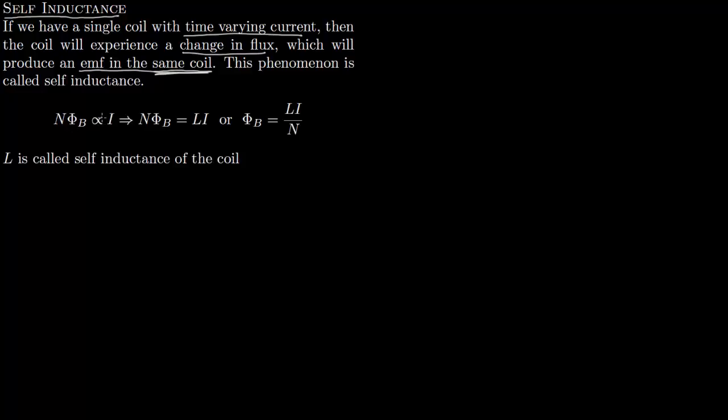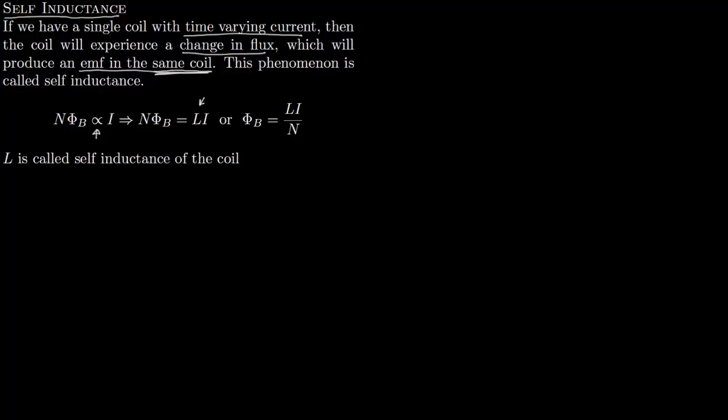Again, the flux changes coil by coil. So N times the flux is directly proportional to the current produced. L is the proportionality constant and it is called self-inductance. Then you rearrange it, and you get the flux phi is equal to L times I over N. So L is called self-inductance.